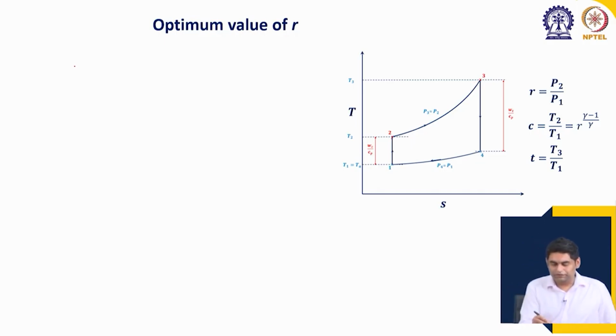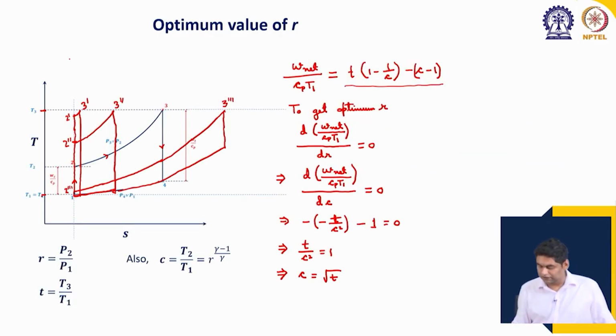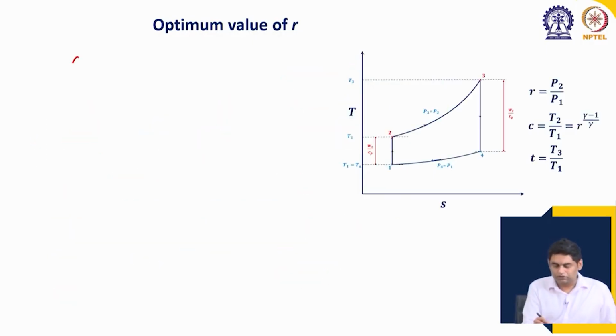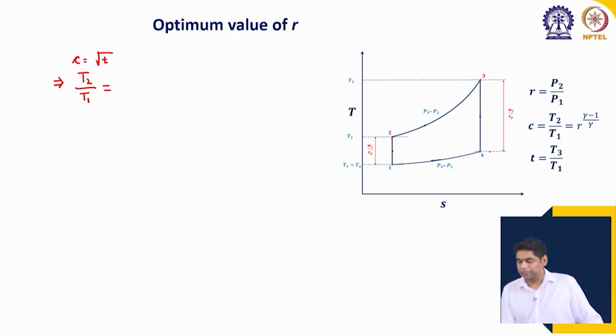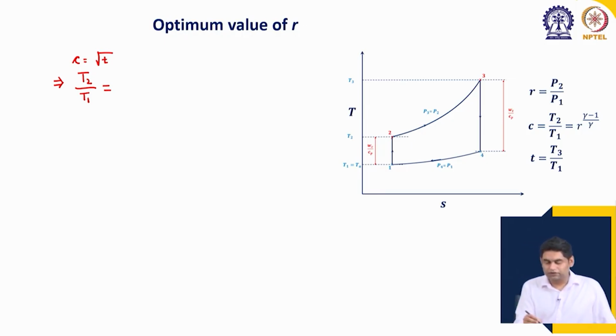Let us simplify the previous equation further. So, we have obtained from the previous slide C is equal to root T, which means that T 2 by T 1, C is equal to T 2 by T 1. Also, we know that P 3 by P 4 is equal to R. So, T 3 by T 4 is equal to P 3 by P 4 to the power gamma minus 1 by gamma, which means that T 3 by T 4 is also equal to C.